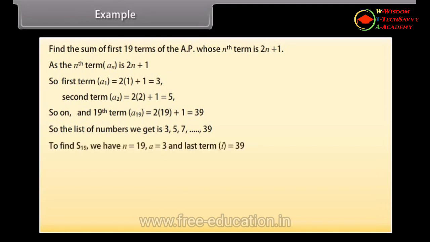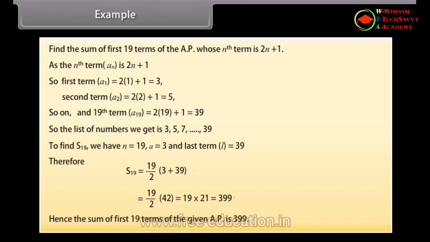Now to find S19, we have n as 19, a as 3 and l as 39. Therefore, S19 is equal to 19 upon 2 into (3 plus 39). This is equal to 19 upon 2 into 42, which equals 19 into 21, which is equal to 399. Hence, the sum of the first 19 terms of the given AP is 399.